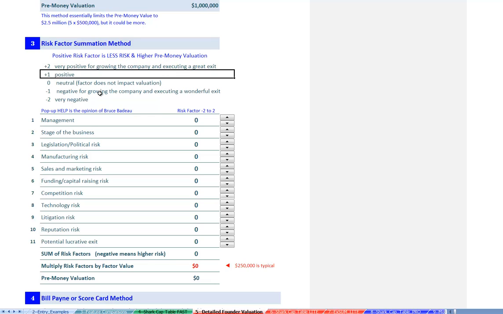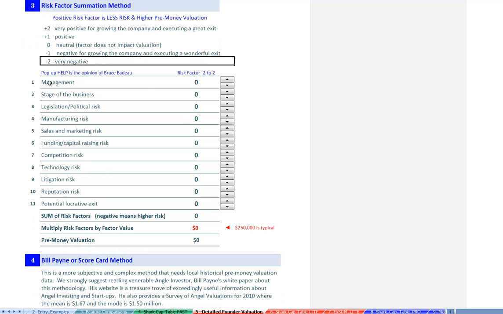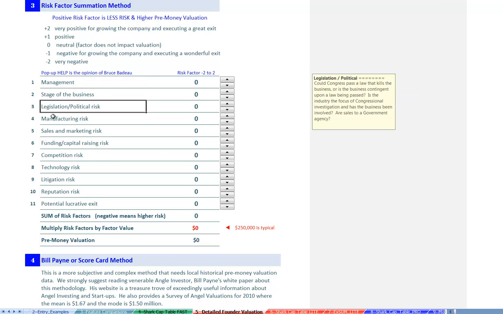Number 1 is just simply positive. Neutral is it really doesn't impact the valuation. Negative is, things aren't going to go so well and it's not going to be a great exit. And number 2 is really a downer. So I've gone ahead and written, in my opinion, what each one of these should be considered, and every one of these has its own little yellow box.